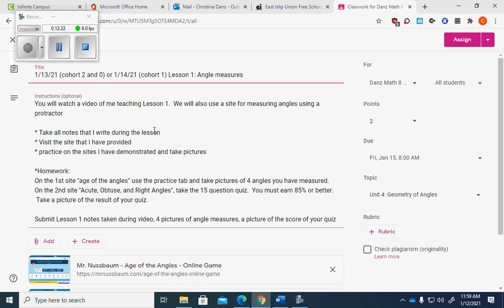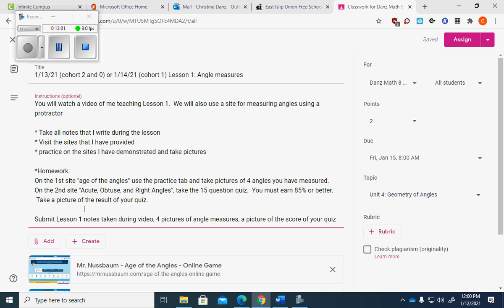And I said I was going to use a site for measuring angles. You have to, of course, write down all the notes from the lesson. You have to visit the site. It's actually sites, plural, that I am providing. I'm actually going to fix that. We're going to multiple sites. And you have to practice on the sites that I've demonstrated and take some pictures. So when you go to the site, after you do something that I ask you to do, you could take a picture and then attach it to the Google Classroom to show me that you did what I asked you to do.